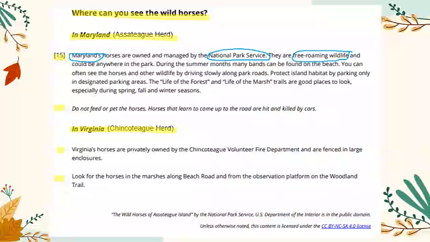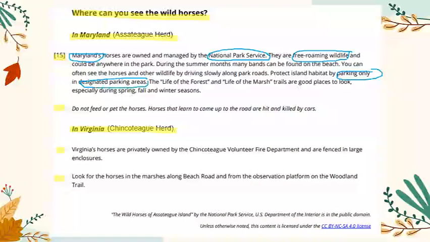You can often see the horses and other wildlife by driving slowly along park roads. Protect island habitat by parking only in designated parking spots. Okay, parking only in designated parking spots. That makes sense. That's a good rule to follow. Designated. I lost my pen for a minute, sorry.